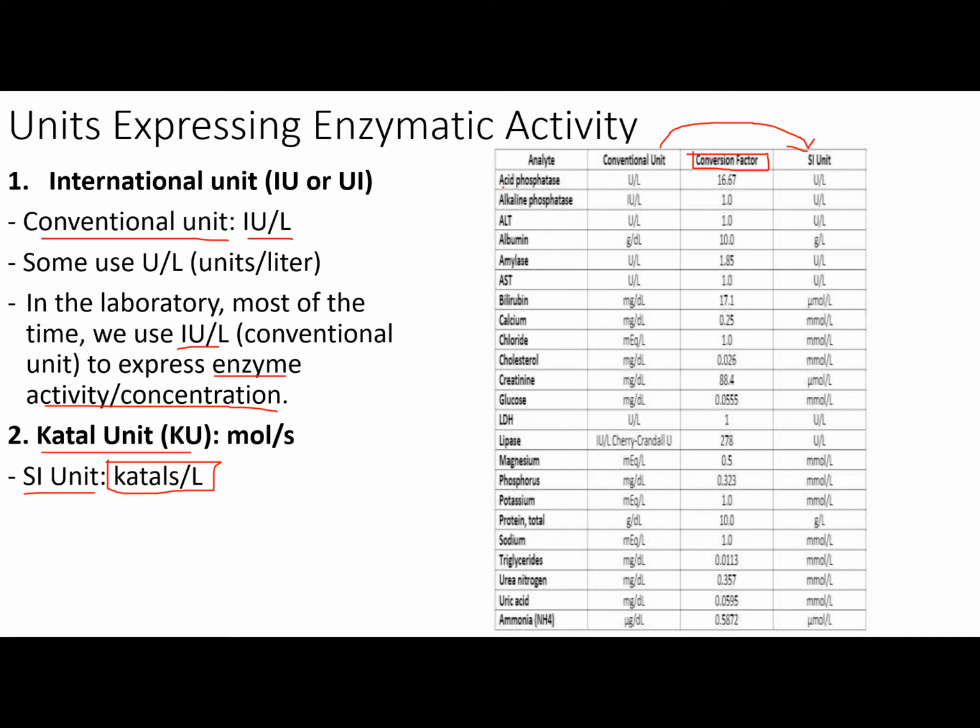Usually, katulad dito, ACP, the conversion factor is 16.67. So do try to memorize only the enzymes dito sa table na to. Enzymes lang ha. Huwag nyo nang isama muna yung calcium, yung chloride, in the next lessons na yun. But do memorize the conversion factor of the enzymes. They may come out in your quiz.